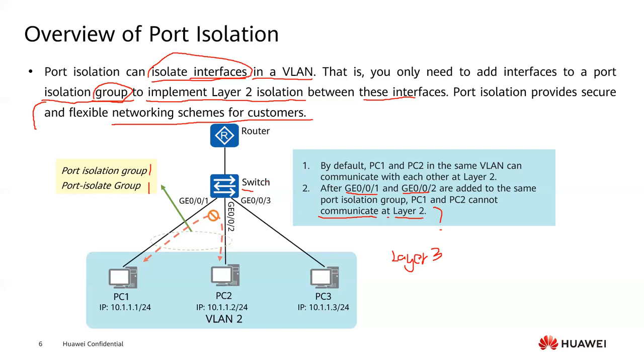For example, for this switch, PC1 sends a frame to this switch. How does the switch know that this frame cannot communicate with this port? We should know that the switch will forward the frame by searching the MAC table.